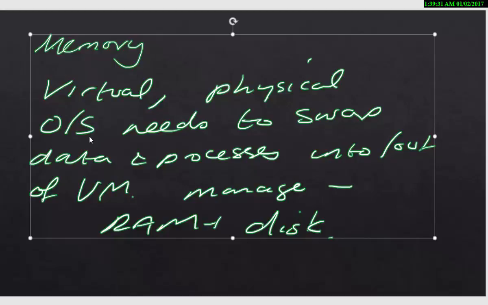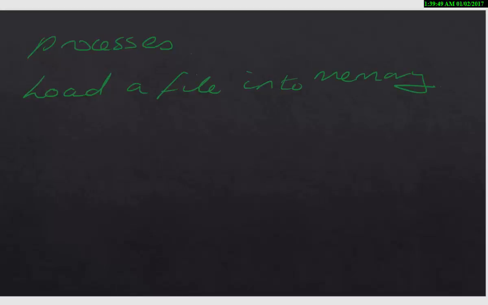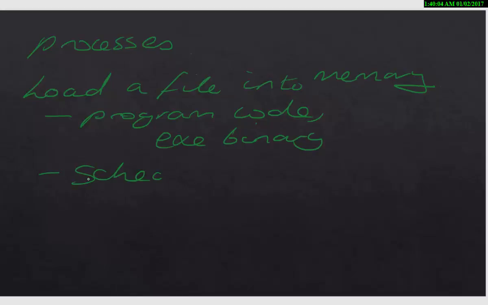That's all it is. And then in terms of process management, you can discuss that the operating system needs to load a file into memory, which is the program code, which it could be executable, binary, etc. So that needs to be scheduled. So schedule the jobs.